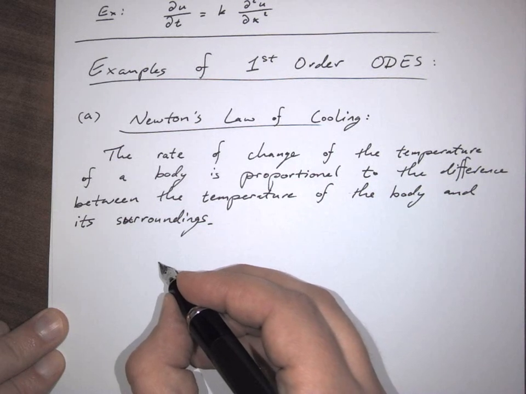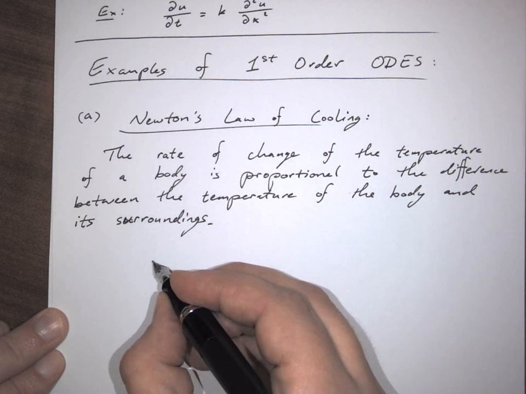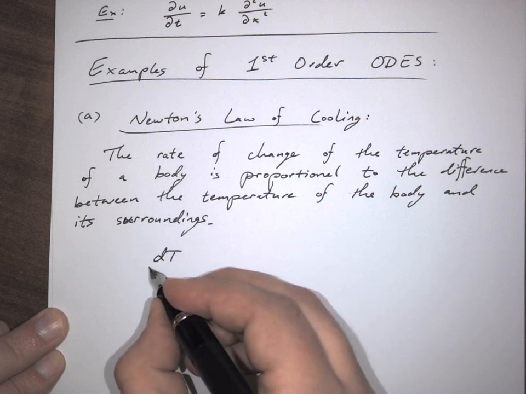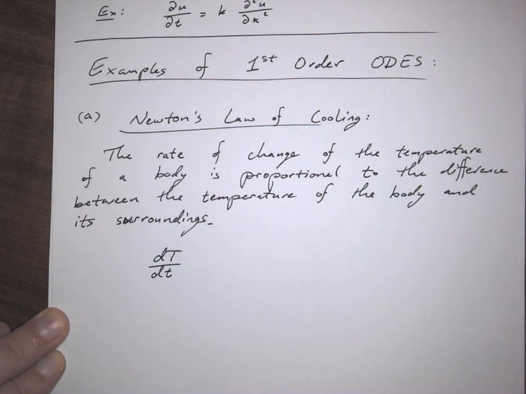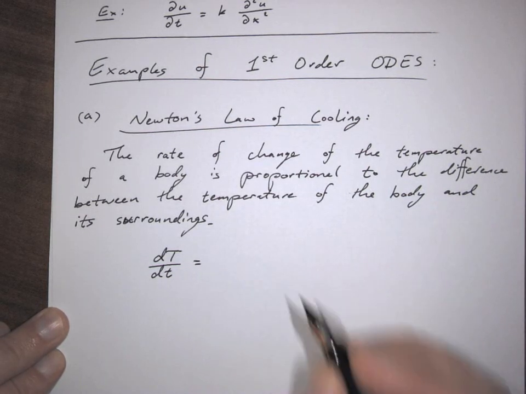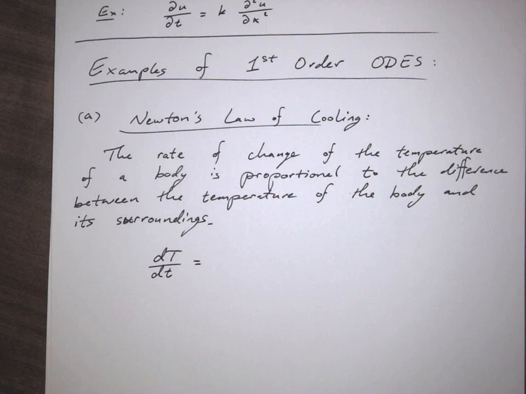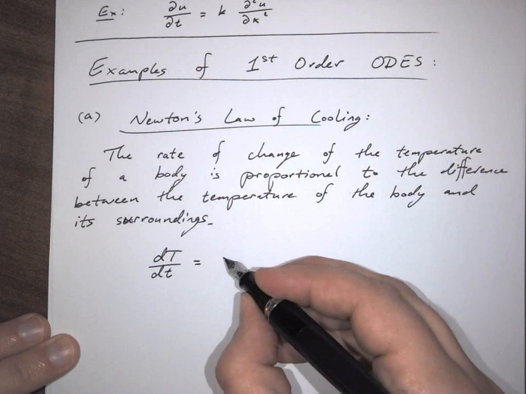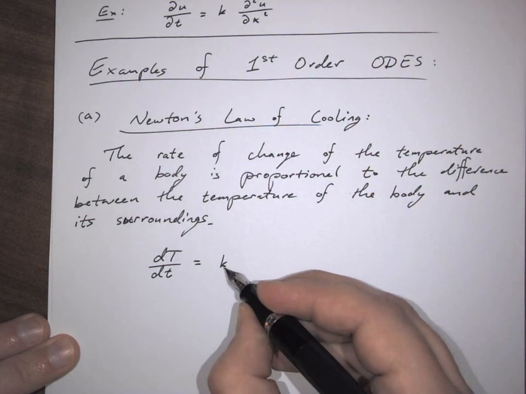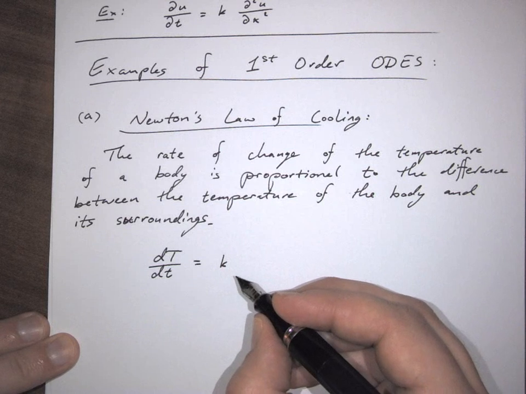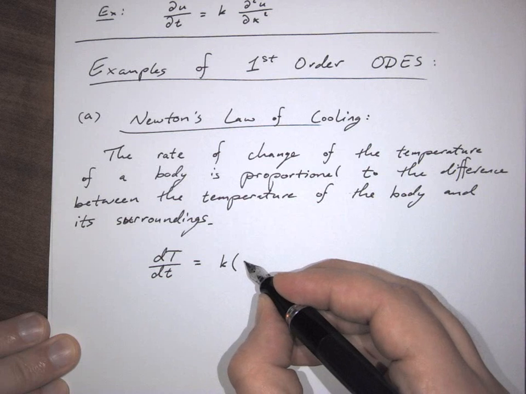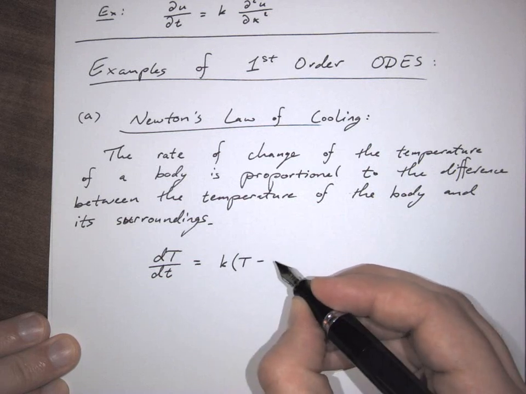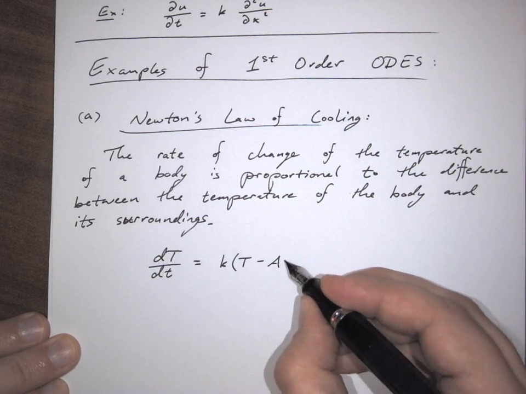Basically, phrase by phrase, the rate of change of the temperature of a body. So we'll say the rate of change, so capital T for temperature, lowercase t for time. So rate of change would be the derivative. And then it says, is proportional to the difference between the temperature of the body and its surroundings. Now, proportional, we will frequently use a letter such as K for a constant of proportionality, and the difference between its temperature, so again T, and then the ambient temperature, or the temperature of its surroundings, we can use an A.